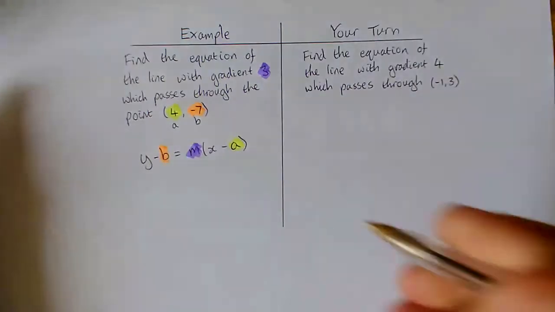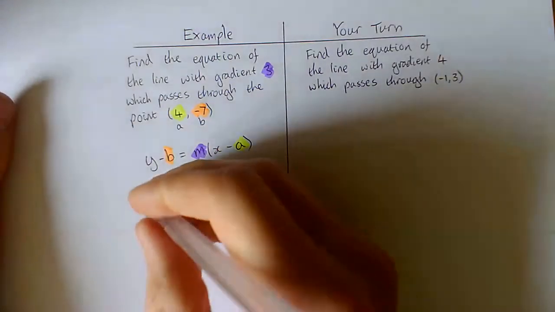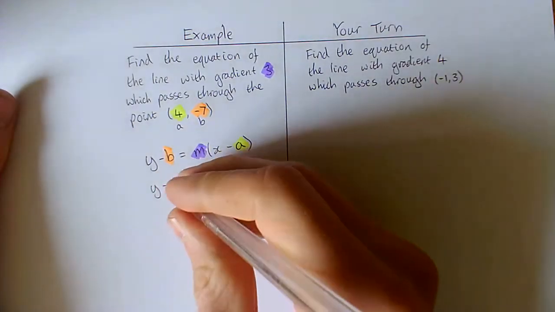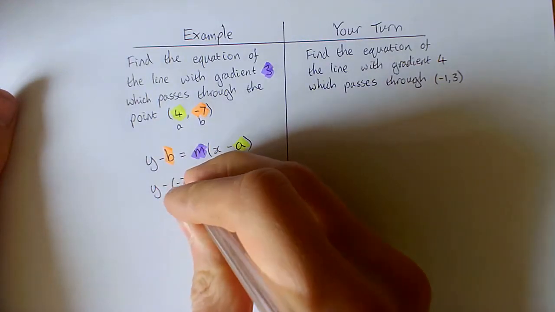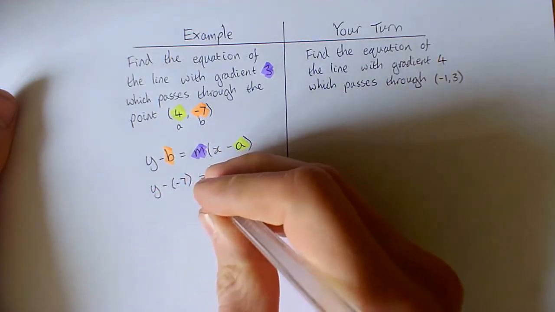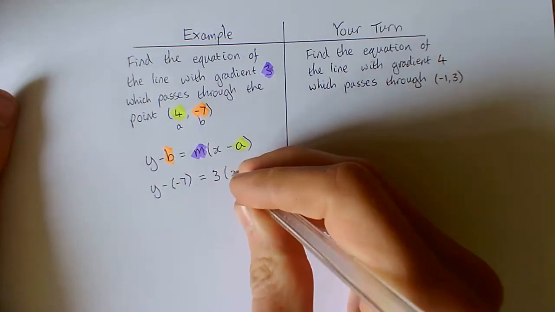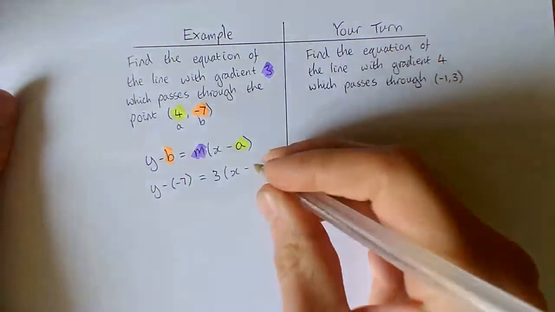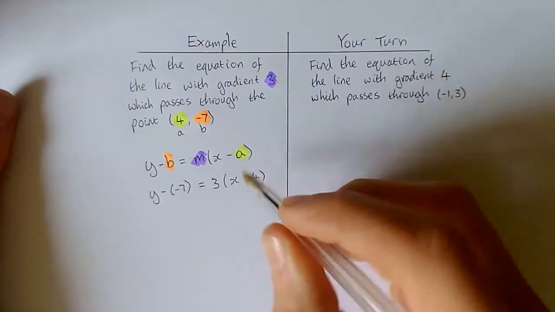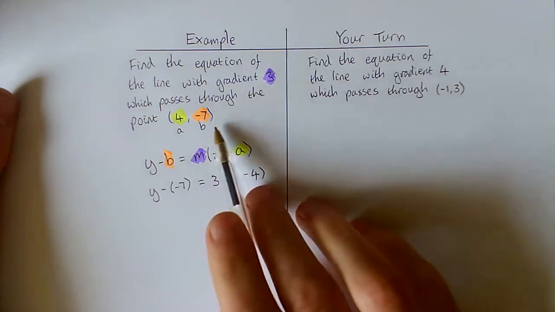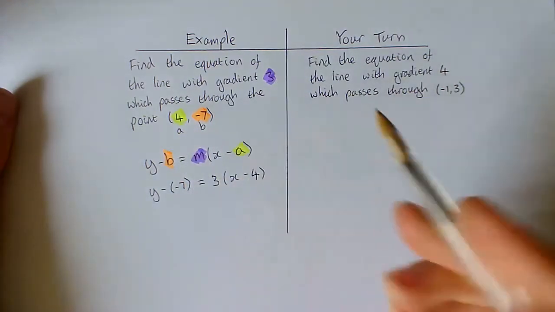So let's put that information in. And this is a great bit. You're just putting information into a formula. So y minus, now be careful putting a negative in, so I'm going to put that in brackets. y minus minus 7 equals m, which is 3, x minus a, which is 4. So I've just replaced b with minus 7, m with 3, and a with 4.